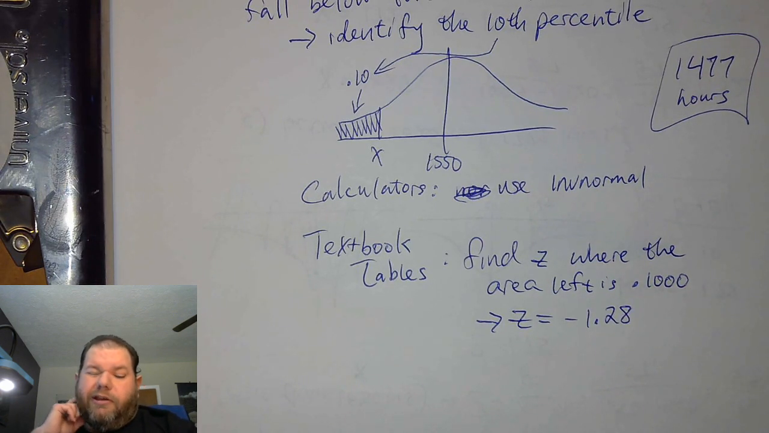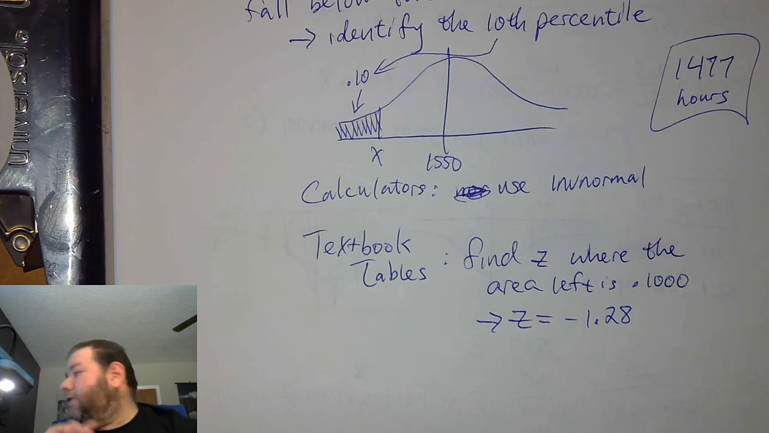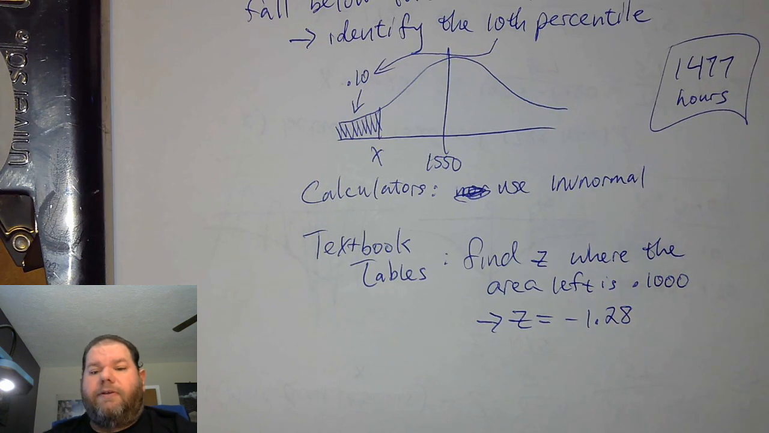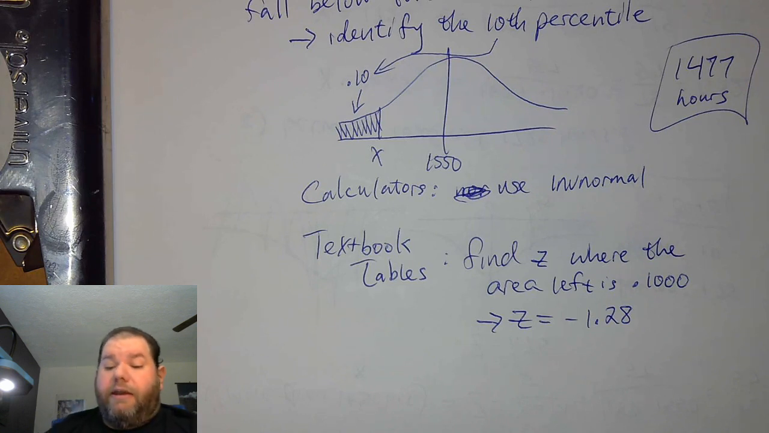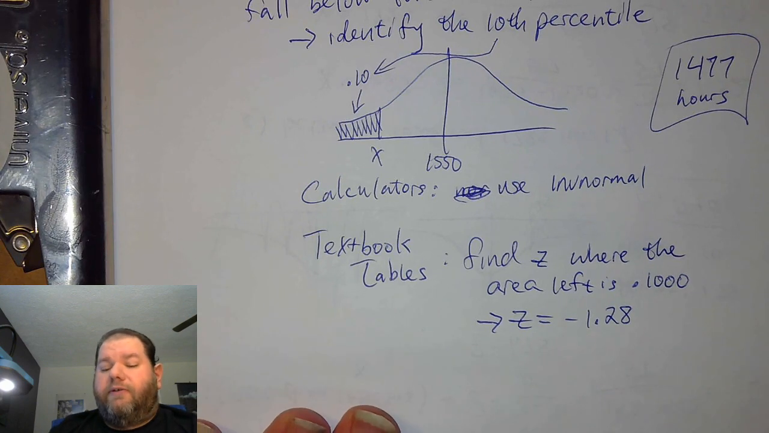Now the textbook will give us a little bit different answer than we got from the calculators because it won't be quite as exact. But again, we're basically doing a reverse lookup on the table. We start with the number in the body and we backtrack to get the number on the edges, the z-score. So we think z equals negative 1.28. This is the closest we can get to 0.1000.